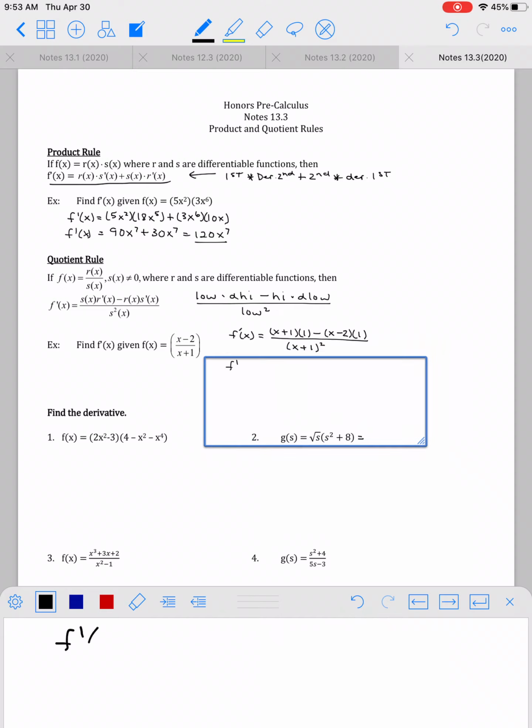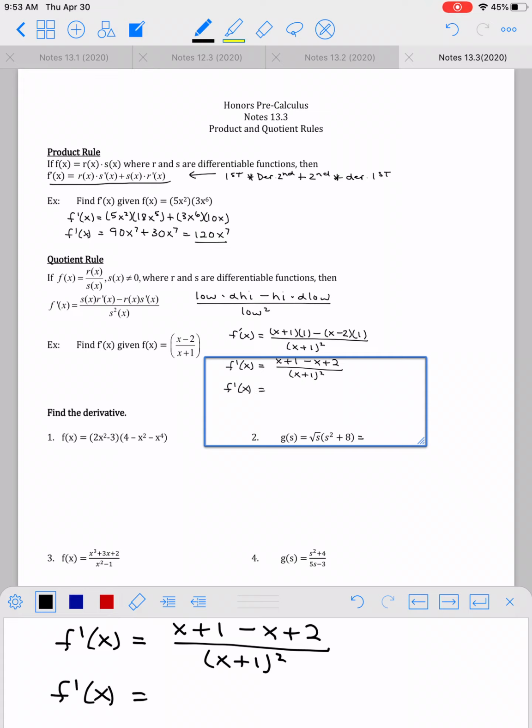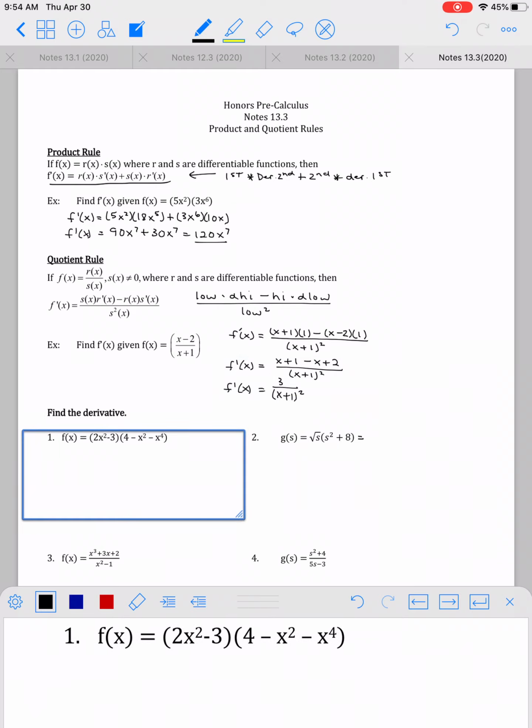So my f prime of x, I get x plus 1 minus x plus 2 over x plus 1 squared, and then we're going to simplify the top, and our derivative would be 3 over x plus 1 quantity squared. A couple things to be mindful of. One is try not to multiply out your denominator. We're hoping we can cancel. Simplified form is fine. And just watch your signs and make sure you're using the right grouping symbols.